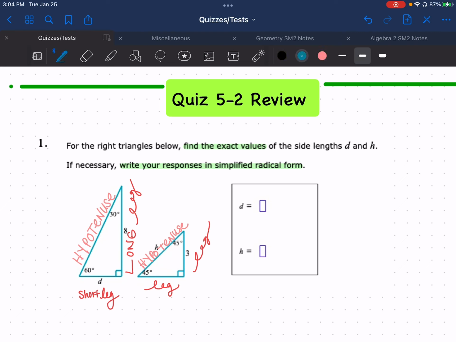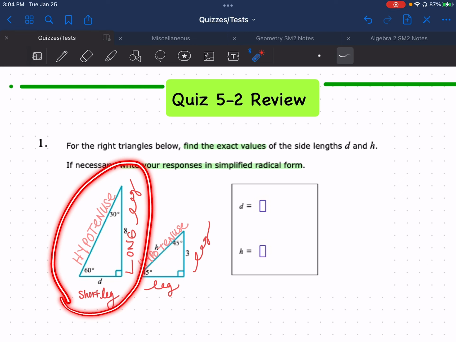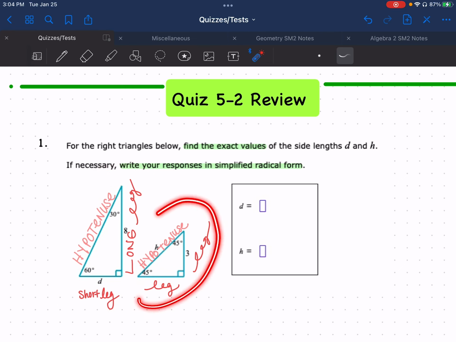So on both of my triangles, I have labeled the hypotenuses and I have labeled the legs. Now don't forget that one of your triangles is going to be the 30, 60, 90, so it's going to have a short leg and a long leg, and the other triangle is going to be your 45, 45, 90, and it's going to have two equal legs. This one came from 5.3, this one came from 5.4.